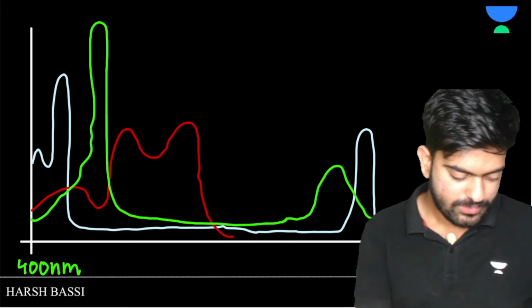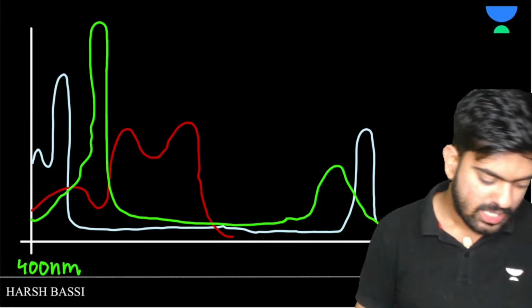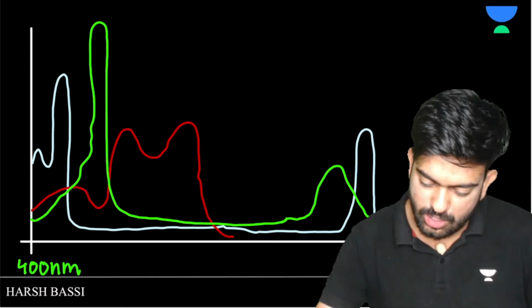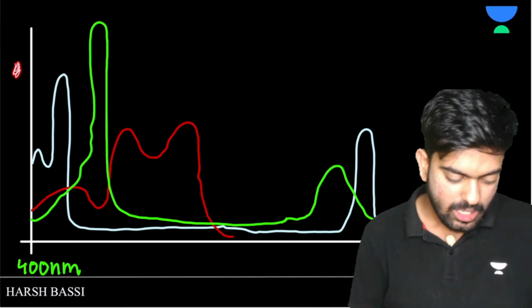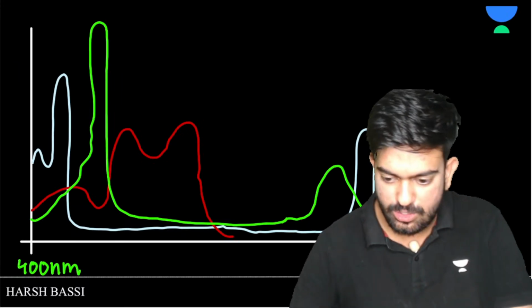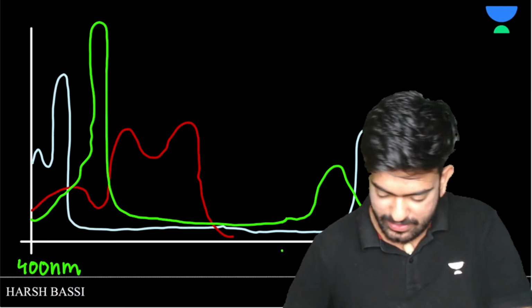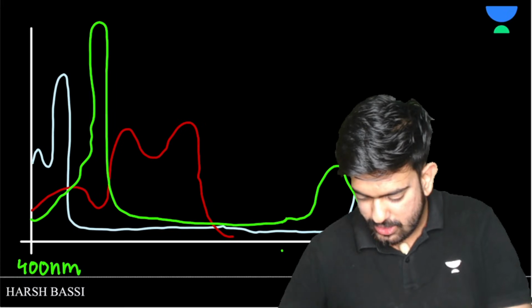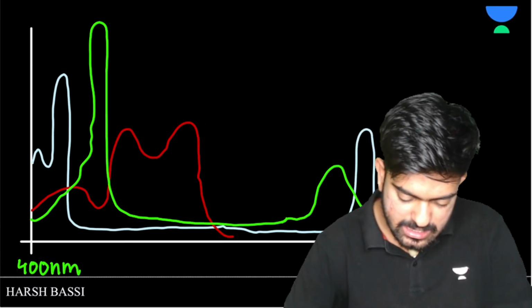Here, if I talk about this graph, so this graph is basically what? This graph is absorption of light. This shows absorption of light by chloroplast. Okay, this shows absorption of light by chloroplast. And here we have what? We have the wavelength. Here we have the wavelength, which is lambda, and this is the absorption.